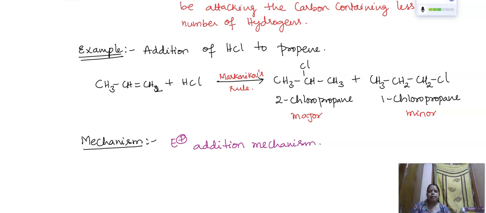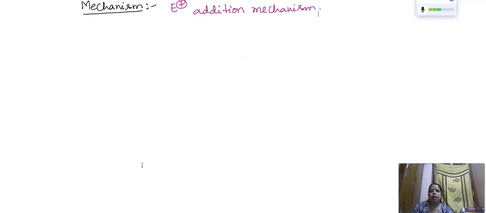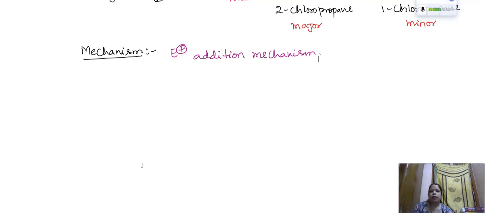Now when this follows an electrophilic addition mechanism, we know that the incoming reagent undergoes heterolytic cleavage to form an electrophile and a nucleophile. And when the reaction is initiated by the electrophile, you call it an electrophilic addition reaction. So when we take HCl into consideration, HCl undergoes heterolytic cleavage to form H plus and Cl minus. Which one is the electrophile here? H plus is the electrophile.